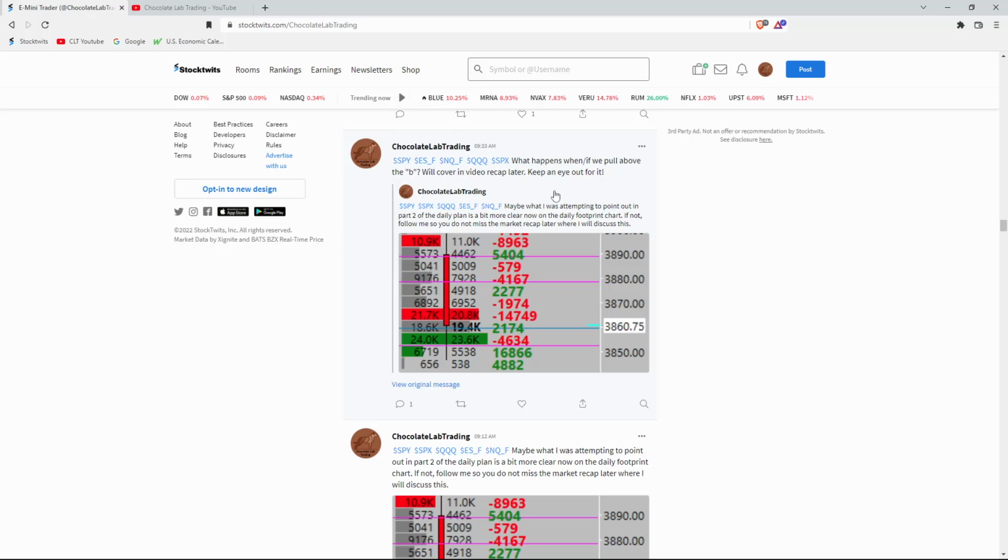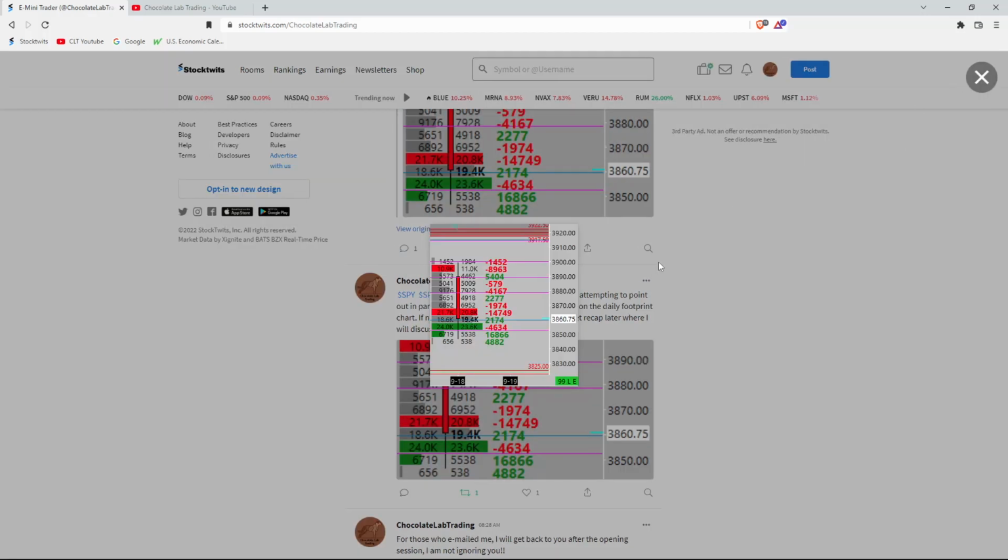All right. So what happens when we pull above the B? Well, we could see inside the B. What do we see? We see a buying balance right here, and we see a selling balance right there. So when we get above where these sellers are positioned, their stops are going to start to get hit when we start trading above this, and they're going to provide fuel for the up move.